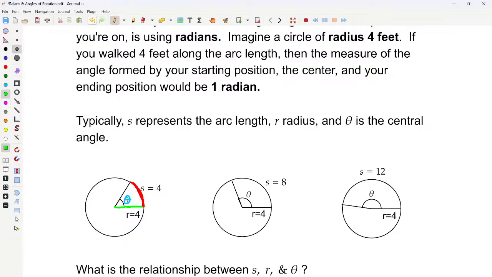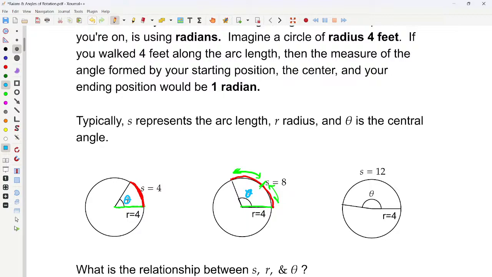Why stop the fun? I like walking around circles on ancient or distant planets. What if I took 8 steps? Well, I've really gone 1 radius twice. I've literally traveled a length across the arc that is 2 radius. So I will call that angle 2 radians, and so on and so on.